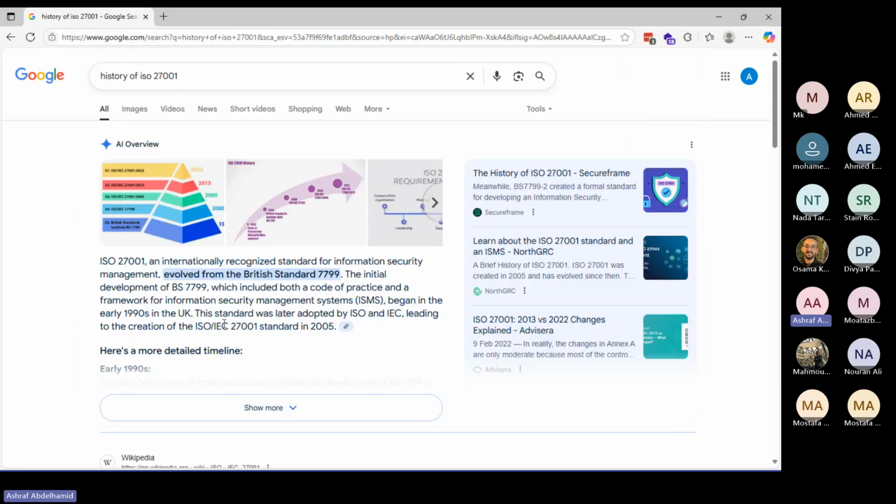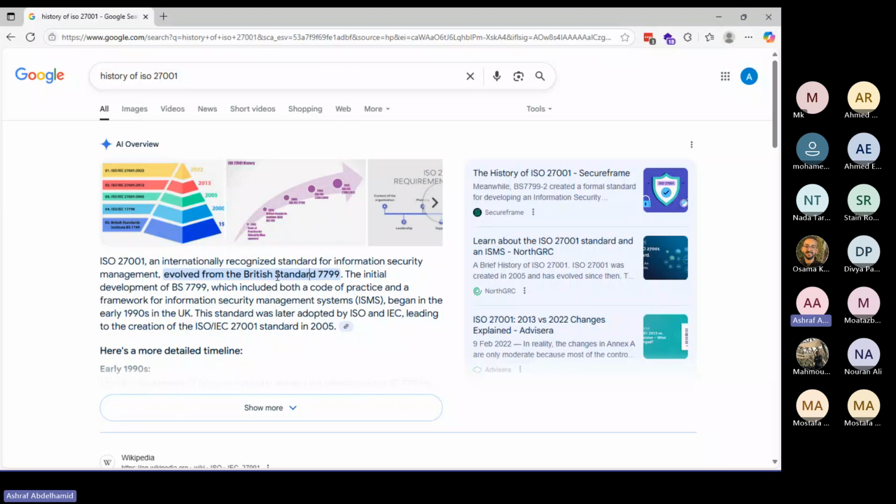Okay, so as I was saying, the origination of the ISO 27001. In the beginning, it started as a British standard, 7799. That was the beginning of ISO 27001. Then in the 1990s, ISO took up that standard, and it started to evolve and improve, until the latest version we see now, in 2022.